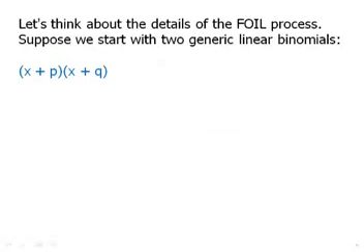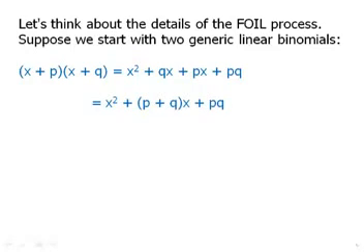Let's think about the details of the FOIL process. Understanding factoring really comes down to understanding the mechanics of foiling. Suppose we start with 2 generic linear binomials, x plus p and x plus q. So we'll FOIL these out. Of course, product of the first is x squared, product of the outer qx, product of the inner px, and product of the last pq. Now notice pq, that's 2 numbers, so that's the constant term. X squared is the quadratic term, and the 2 middle terms are linear terms, and they are like terms, so we can combine the like terms, and we get this.